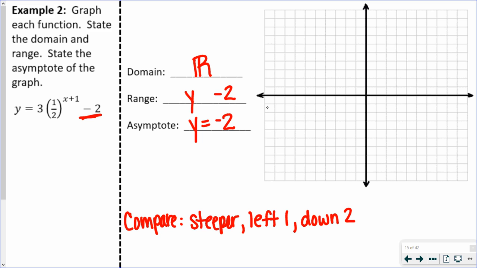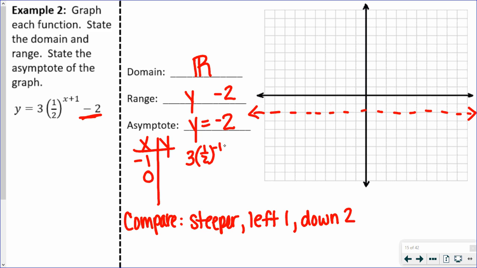Okay, so then I know y equals -2. Put in that asymptote on your graph because that's worth a point. Now let's get some values here. So I'll pick, let's see, I'm going to pick -1 because -1 plus 1 will make it 0. And then I'll pick 0 because 0 plus 1 is 1. Okay, so if I pick -1, 1/2 to the -1 plus 1 power, so that'll be to the 0 power, which 1/2 to the 0 power is 1, times 3 is 3, minus 2 is 1.